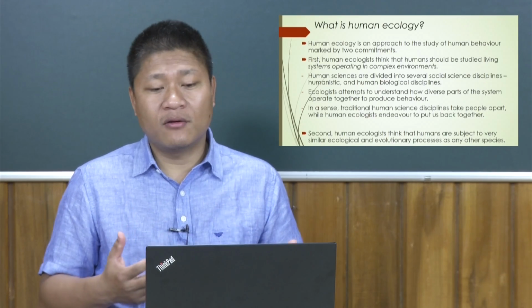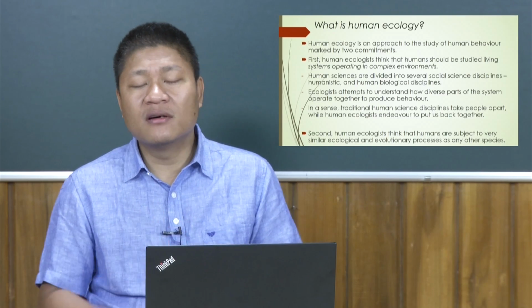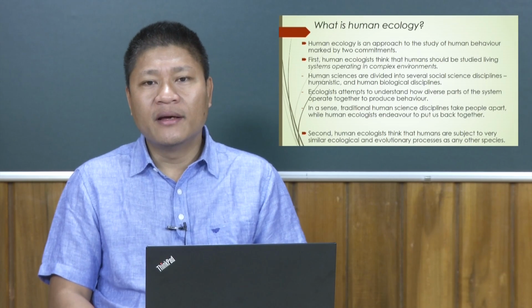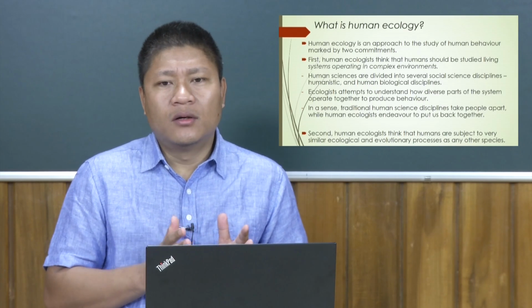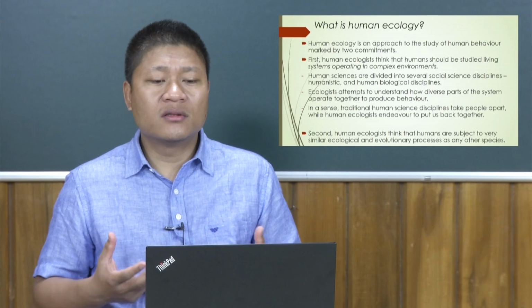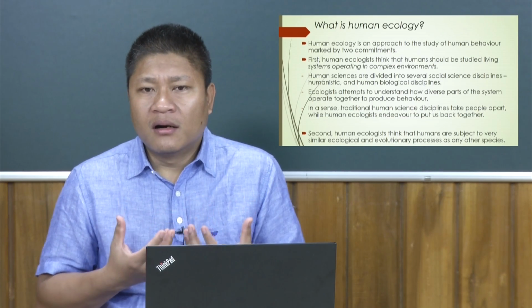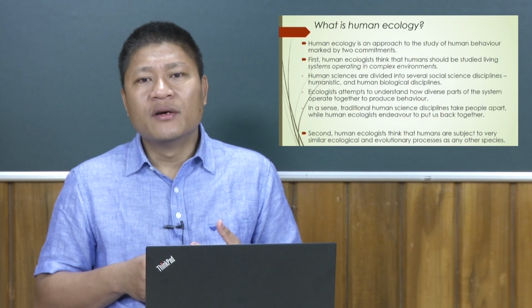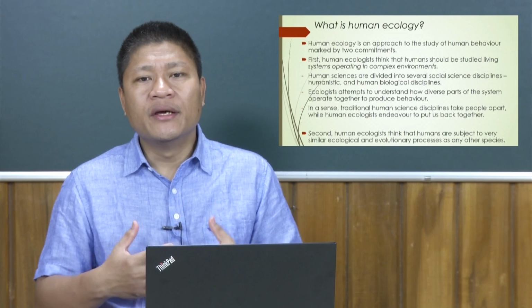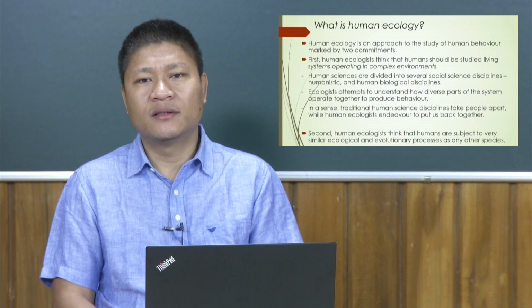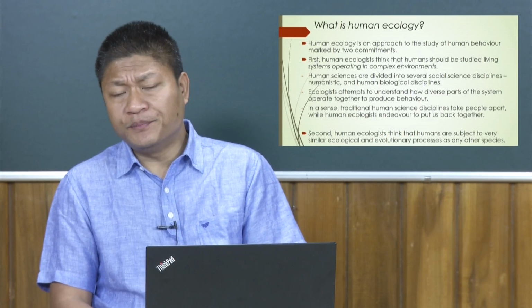Now, in a traditional sense, human science disciplines separate people apart, while the human ecologists attempt to put us back together. That is some of the basic difference between a human science and a human ecologist. Partly, human science tends to separate or segregate depending on our needs, or at the same time based on our expertise, skills, and so on and so forth. Whereas human ecology tends to put humans together, because it tends to situate humans in relationship with the ecosystem, or maybe in terms of our relationship with the biodiversity, for instance.